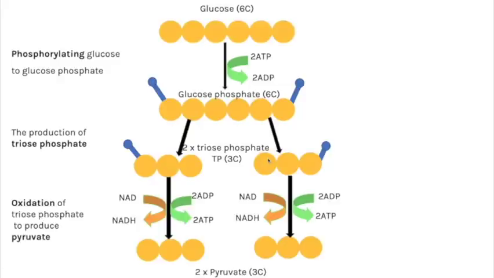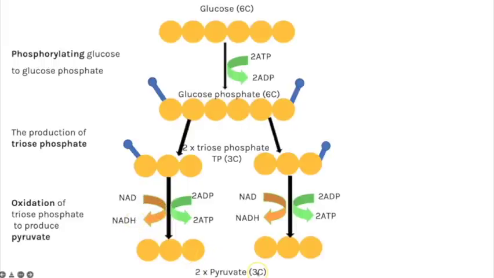And then the triose phosphate, or TP, both of those molecules are oxidized. Both TP molecules will result in the gain of 2 ATP when pyruvate is made, and also as each is oxidized, there'll be a reduced coenzyme created. So NAD picks up a hydrogen to form NADH, or reduced NAD.